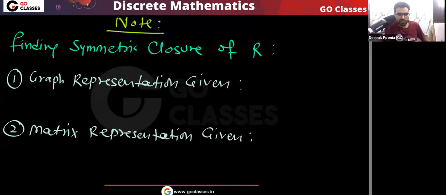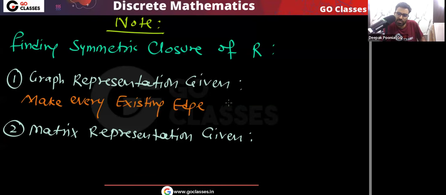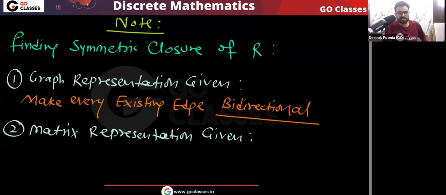So tell me, if the graph representation is given, then what are you going to do? Make every unidirectional edge bidirectional. Yes or no? Make every existing edge bidirectional. That's it. Make every existing edge bidirectional. Okay.